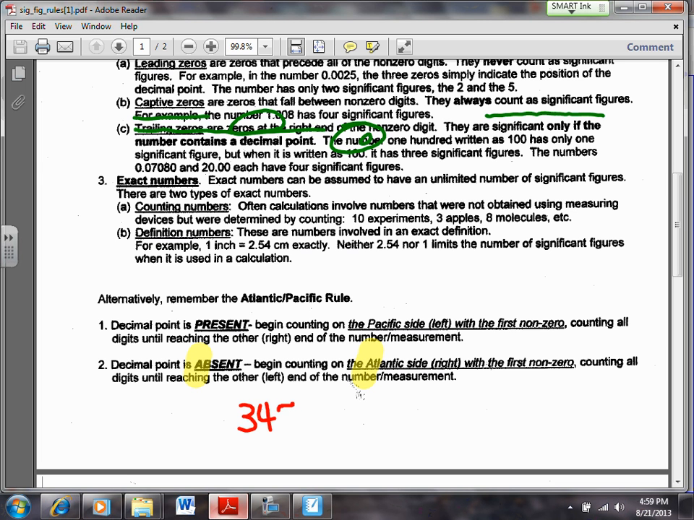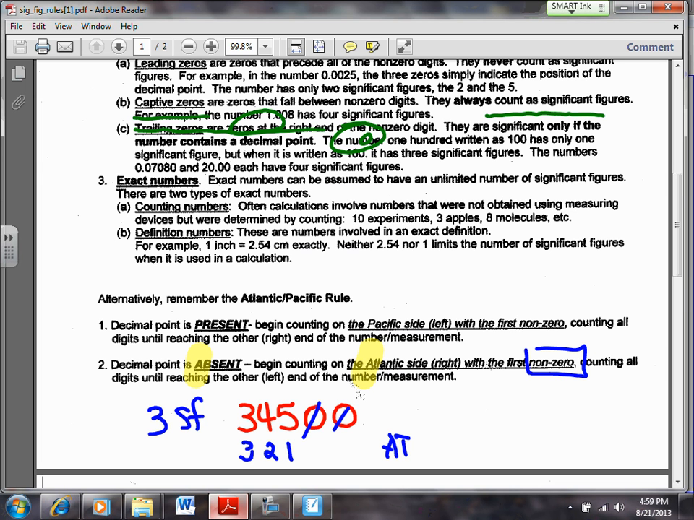3, 4, 5, 0, 0. There is no decimal in this number. So I'm going to start on the Atlantic side, which is going to be over here. So this is the Atlantic side. I'm going to start with the first non-zero number. So I'm not going to count that one, and I'm not going to count that one, and I'm going to start with this one. 1, 2, 3. This number has 3 sig figs.